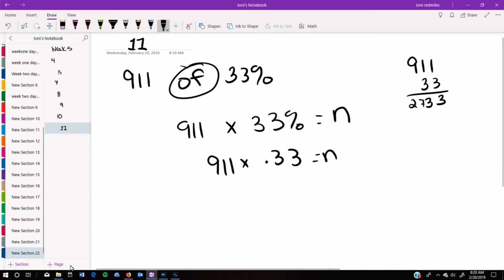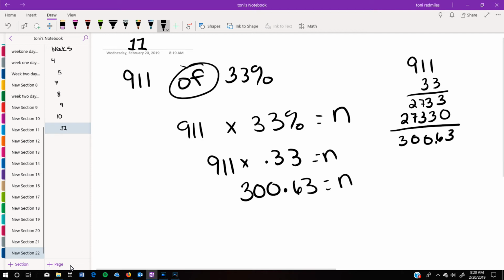3,327 over 3,327. Add. I need 2 decimal places. So 363 cars. Now, does that make sense? Can I have 0.63 of a car? No. So it's actually 301 cars went through the intersection. Why? Because the 6 is going to round the 0 up. Anything above 5 rounds the 0 up.